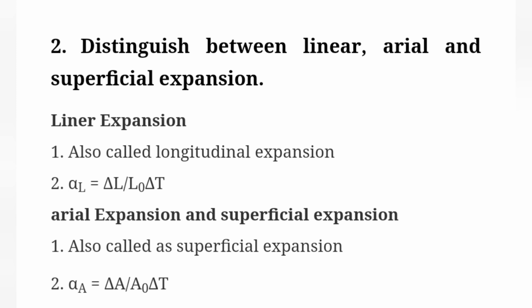Second question, distinguish between linear, areal and superficial expansion. Linear expansion: first point, also called longitudinal expansion. Second, alpha L is equal to delta L divided by L0 delta T. Then areal expansion: first point, also called superficial expansion. Second, alpha A is equal to delta A divided by A0 delta T, where delta T is the change in temperature.